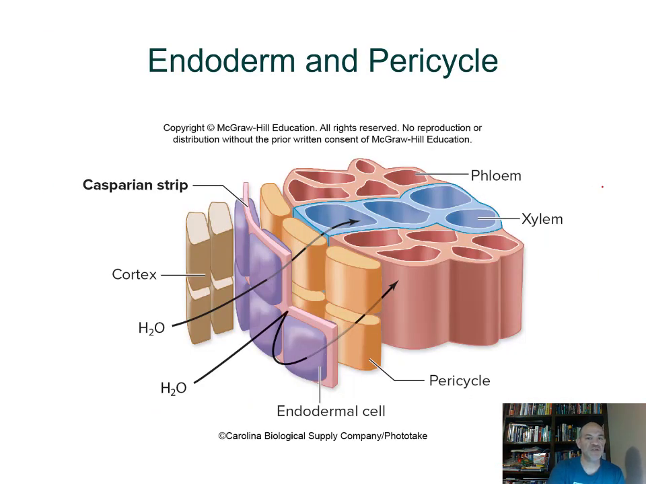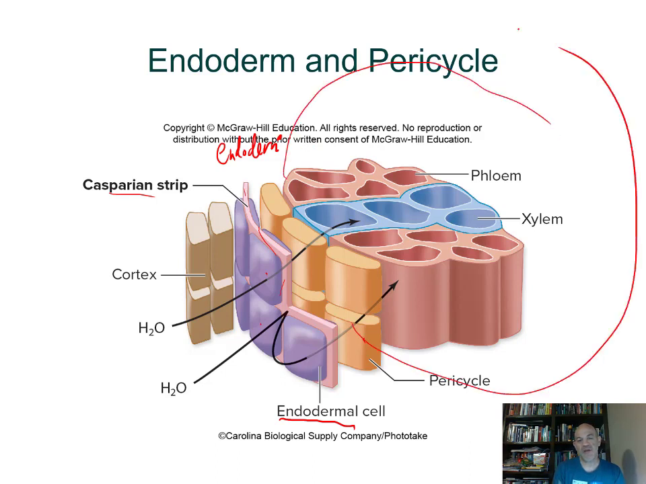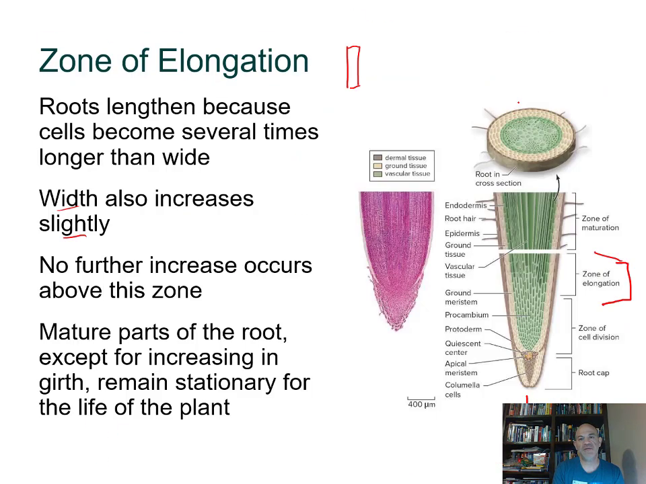This is just an enlarged view showing the Casparian strip, which is that waterproofing. The cells there make up the endodermis. So that's an endodermal cell. Then this is the pericycle, the origin of lateral roots. You're out over here. This is that circular region where your vascular tissue is. It's sometimes called the vascular cylinder.